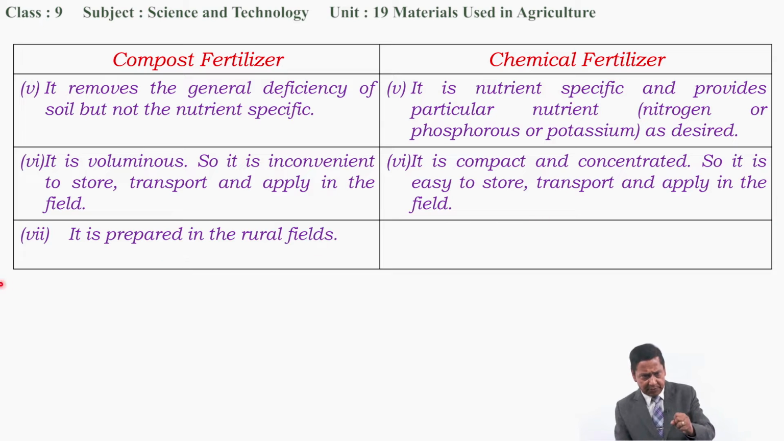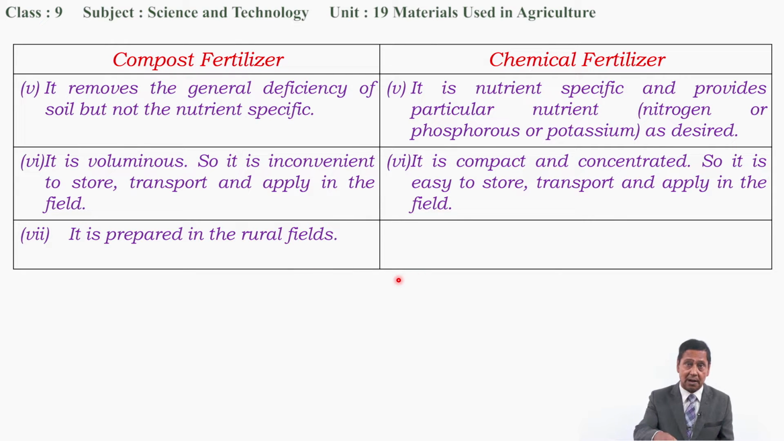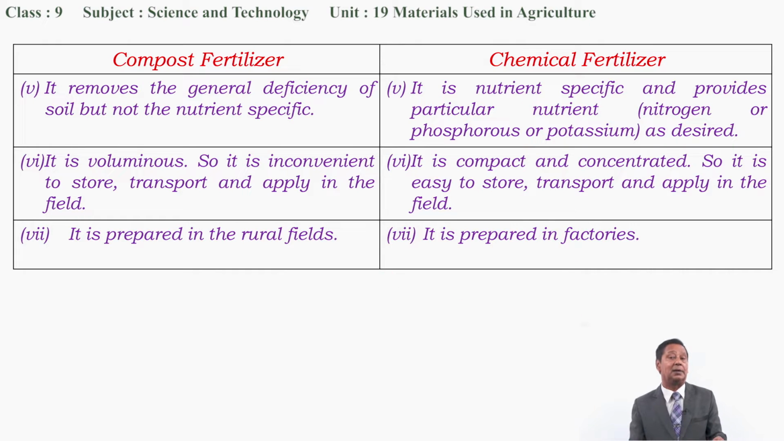This is another difference. It is prepared in rural fields. It is buried into the ground and prepared, but chemical fertilizers are prepared in factories. These are the basic differences between the compost fertilizer and chemical fertilizer, or we can say organic fertilizer and chemical fertilizer.